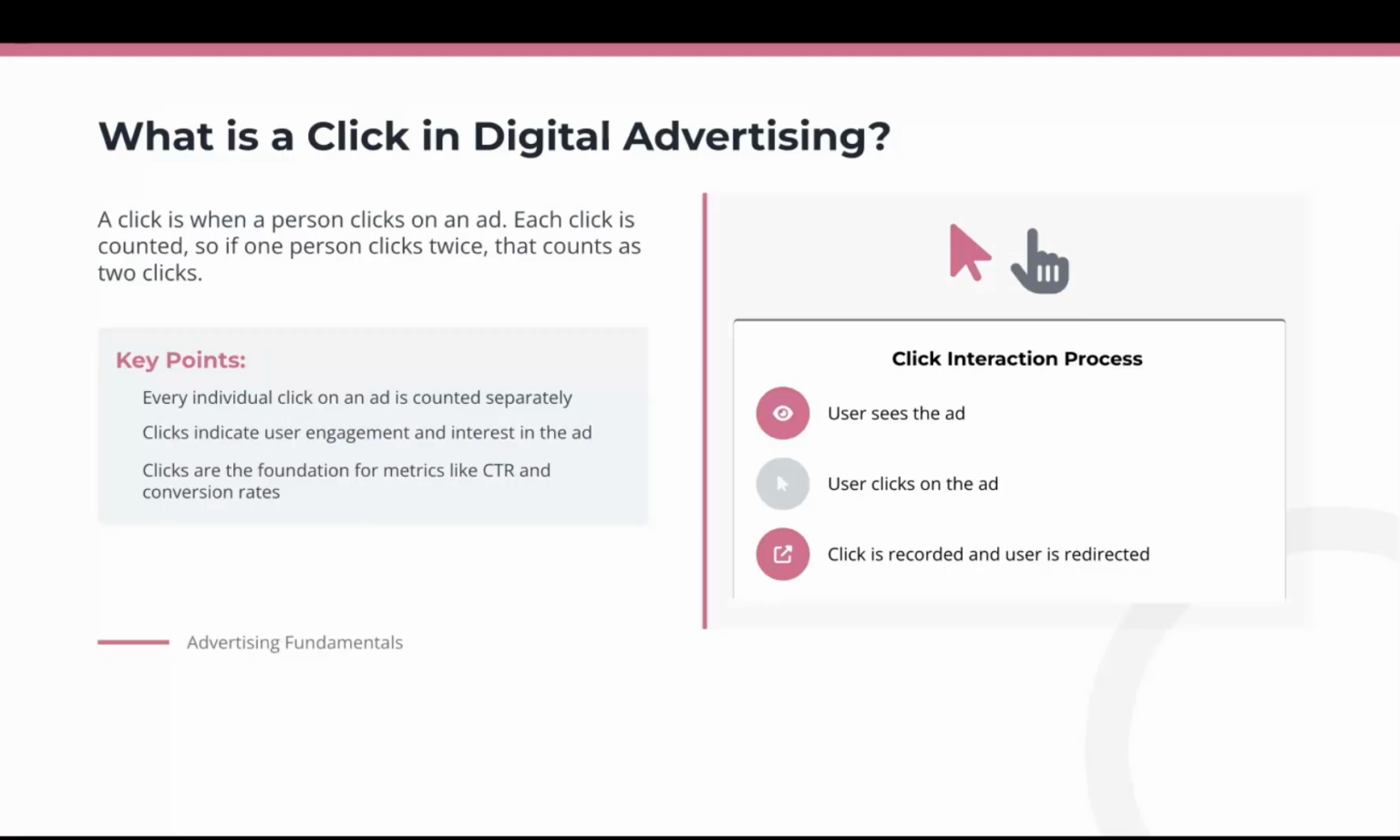All right. So some of the key points here is every individual click on an ad is counted separately. Clicks indicate user engagement and interest in the ad, and clicks are the foundation of the metrics like CTR and conversion rates. So the click interaction process, let's say the user sees the ad, the user clicks on the ad, and the click is recorded and the user is redirected to the landing page or whatever page is behind that link.